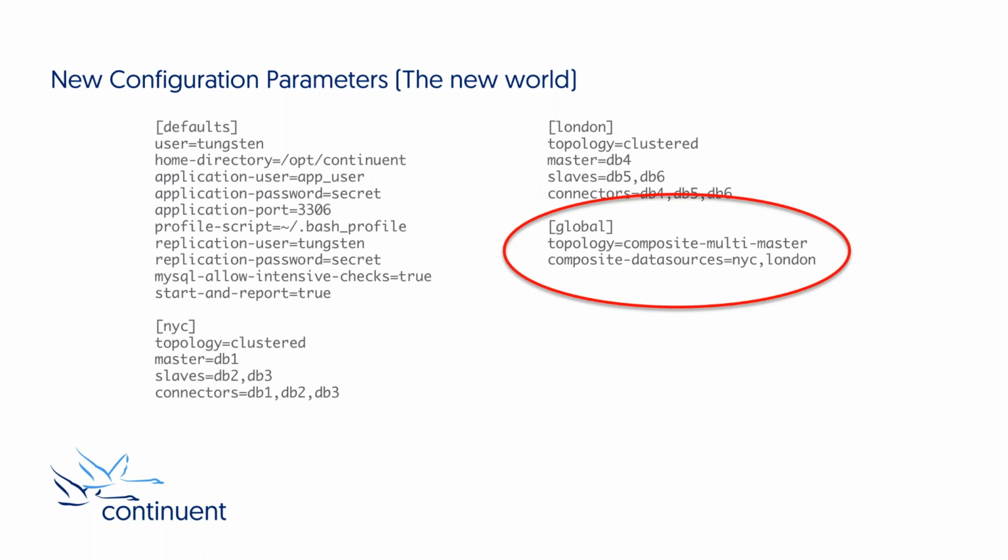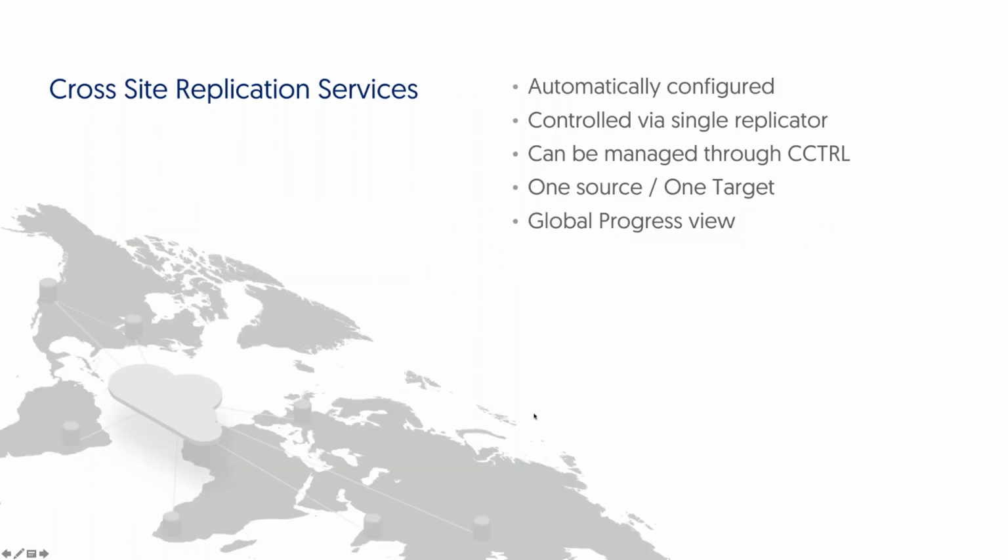So if we don't have to supply all these extra replicator blocks, what happens instead? Well, this is all built into the software. Those 3 lines that you see, they're the key to all the magic that takes place behind the scenes to configure this cross-site replication. So let's start taking a quick look at that.